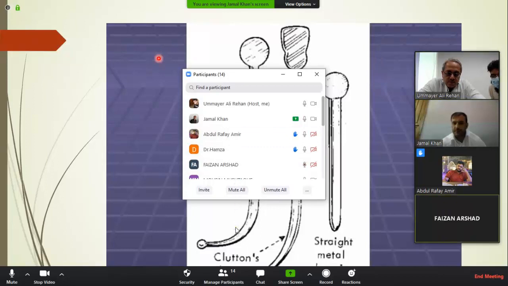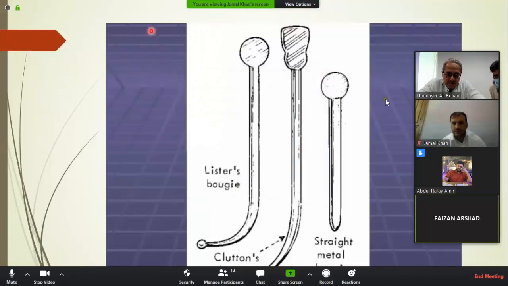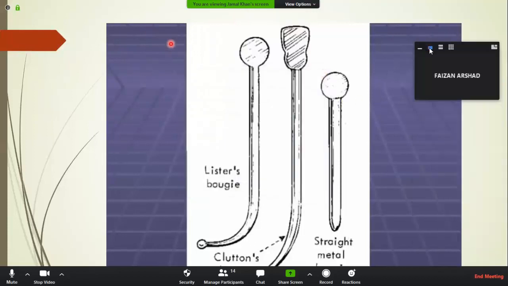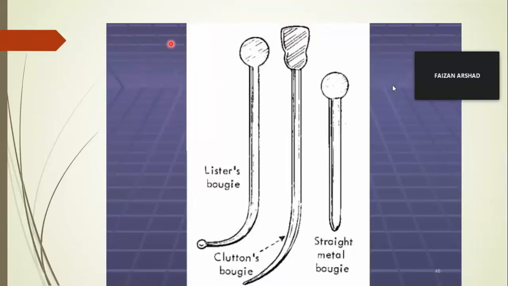Yes, sir. I wanted to say something about the stenting of the urethra. Whenever we get a urethral stricture, the rate of recurrence is very high. If we do the urethroplasty or whatever, or even we do the dilatation, so why not we just place a good quality stent, and it cures it? Or does stenting have its own disadvantages?